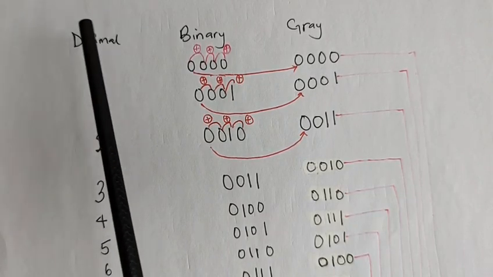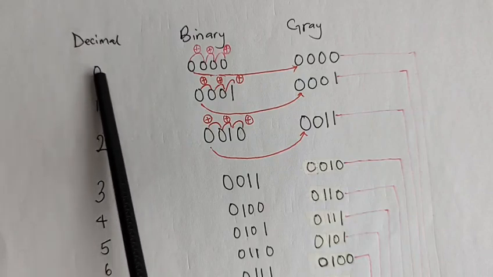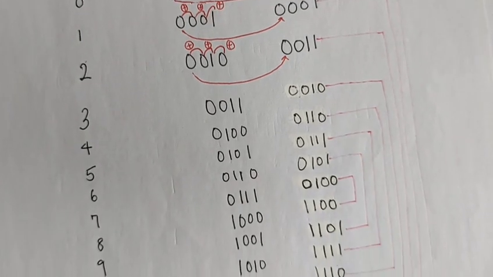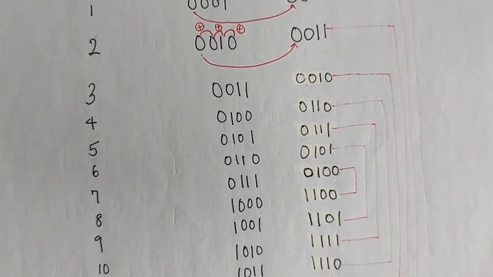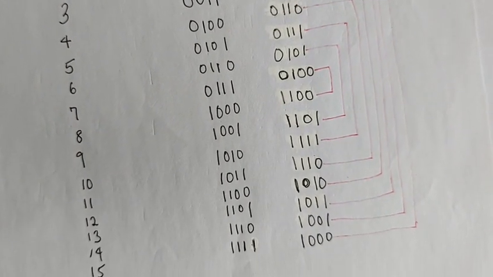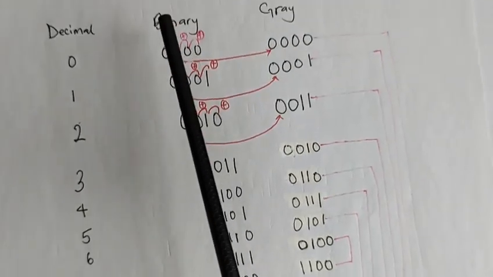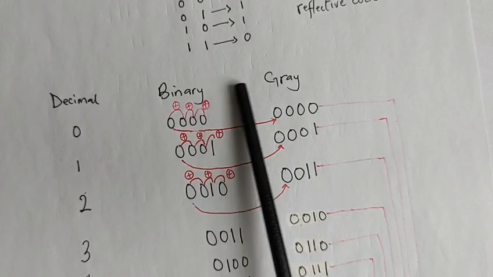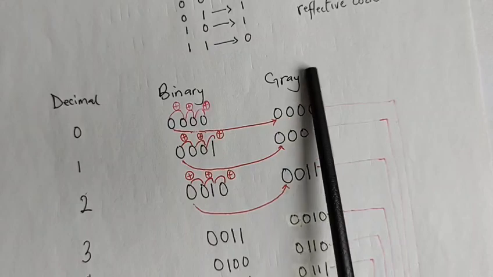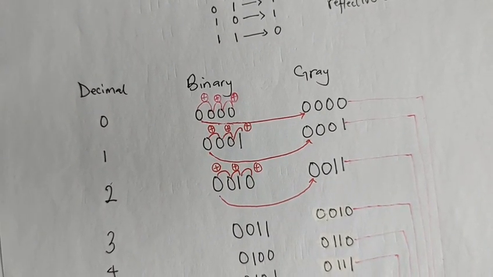Alright, so let's begin. We have a decimal column which is 0 down to 15. We also have the binary column, and we also have the gray column. So from the binary column we'll be able to get the gray column. So let's see how we can derive these values for the gray column.